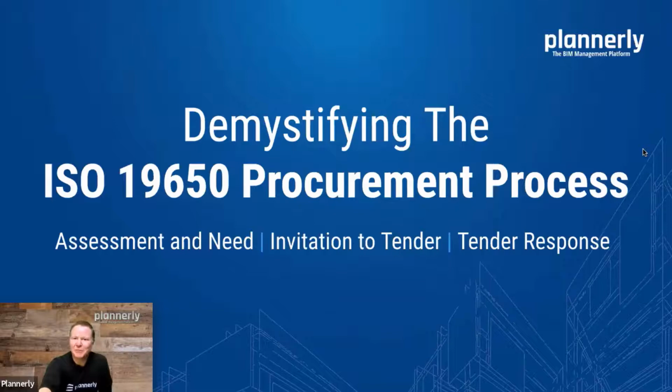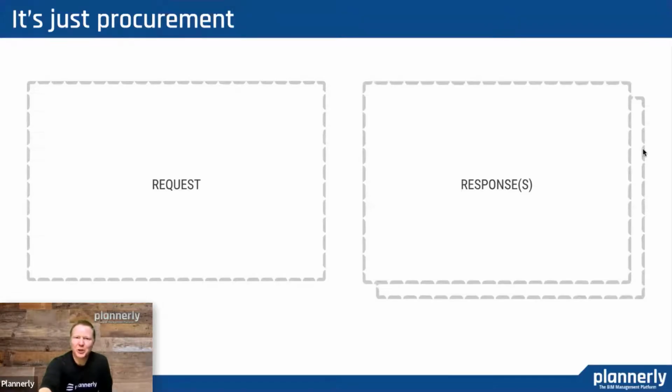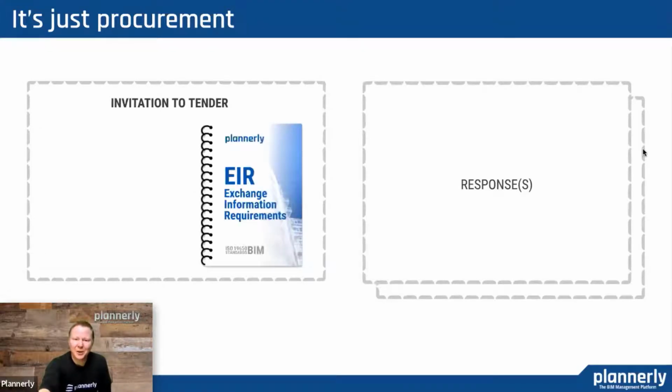This is something that we've done for a long, long time. It's just procurement. We have a request and then we have responses. And one of those responses is selected. Well, the request is simply called an invitation to tender. And the main concept here is a set of exchange information requirements.